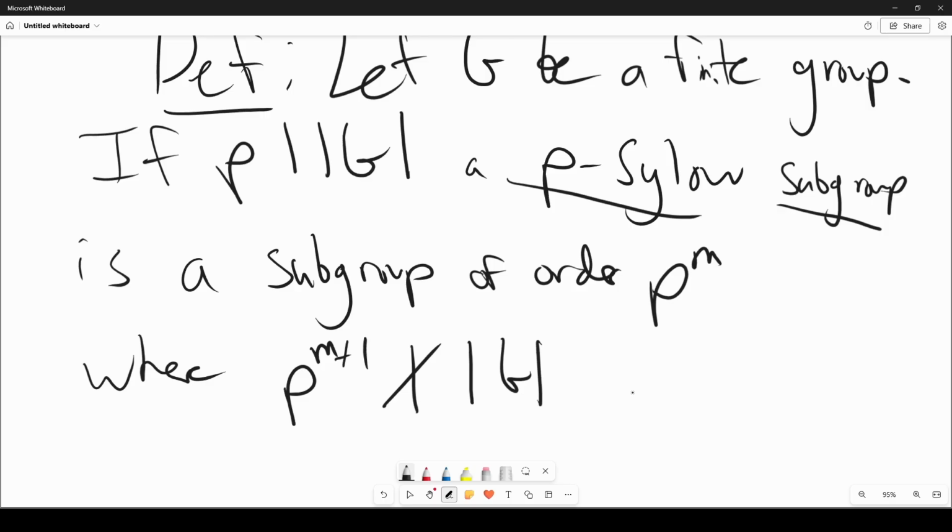So this is basically saying, the order of G equals p to the m times n, where p doesn't go into n. And so my p-Sylow subgroup is any subgroup that has size just p to the m. So it's kind of like extracting the highest power of p possible, the same way you do with prime factorization. You want to find not just something of order 2 in 120, you want to find something of order 2 cubed, because that's the largest power of 2 that goes into 120.